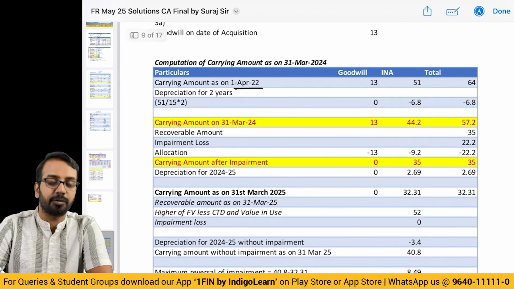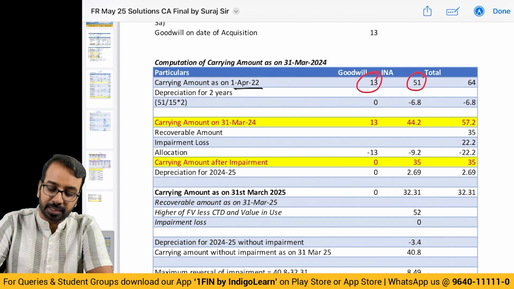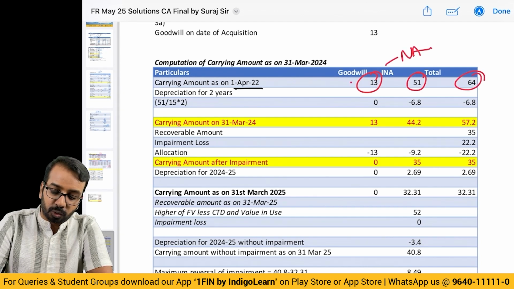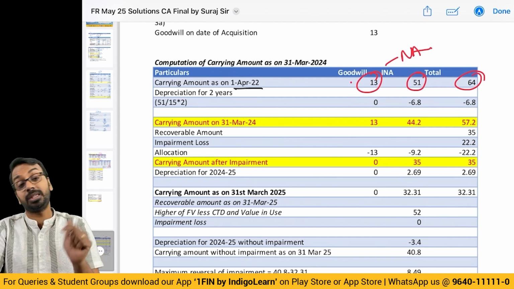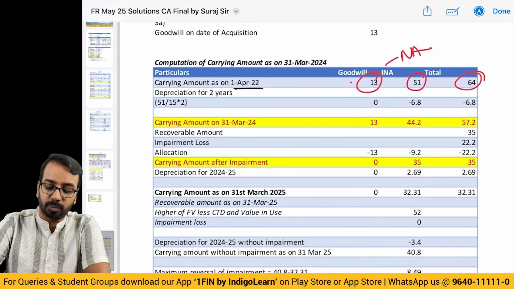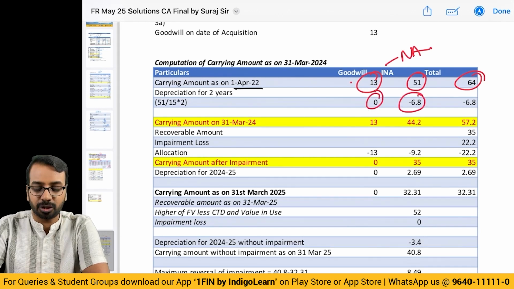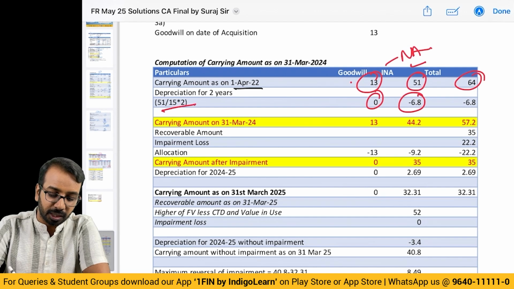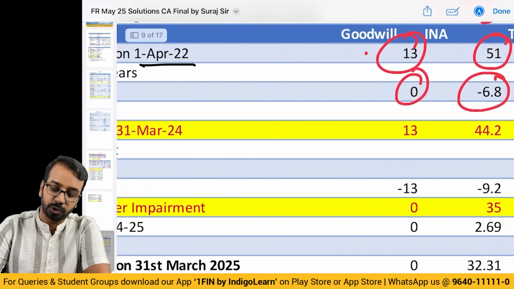Carrying amount on 1st of April of 22 is given. Goodwill 13, identifiable net asset, this actually is now only the net asset, total is 64. Depreciation, goodwill cannot be amortized. If you look at Accounting Standard 28 example, there it is amortized because under accounting standards we can amortize goodwill. Here goodwill cannot be amortized, so it is 0. And 6.8 is the amortization for net asset, that is considering a useful life of 15 years. So 51 divided by 15 multiplied by 2, you get this number.